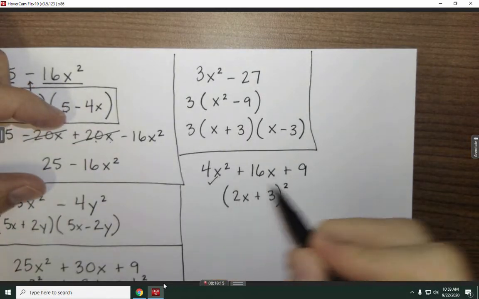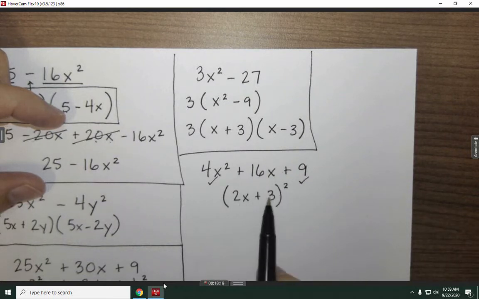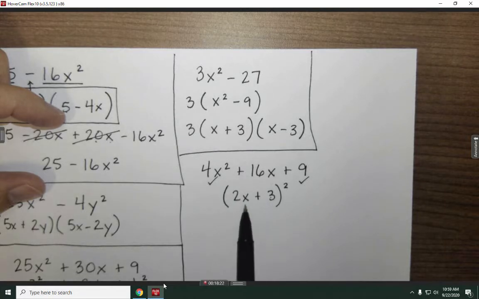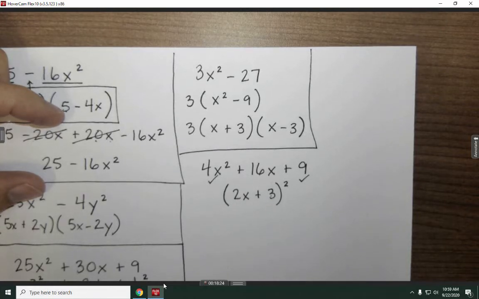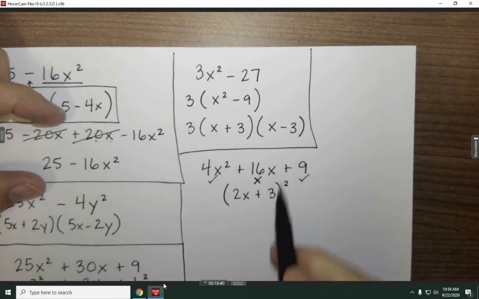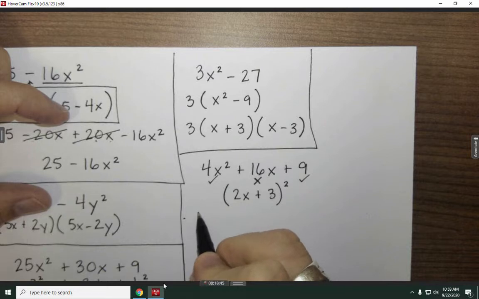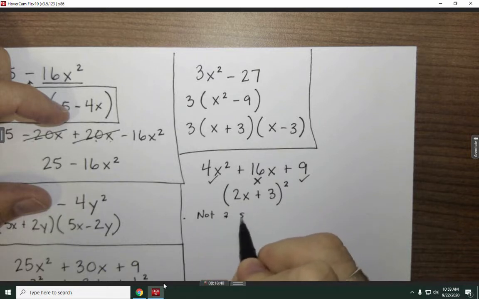So we check this, we check this. Now we just have to check this middle term. Remember, we multiply this times this, and then times 2. Well, 2x times 3 is 6x, and 6x times 2 is 12x, right? So this does not work. This one didn't turn out to give us our middle term. When these don't work, you'll find that the middle term is going to be off. So this is not a special factorization.